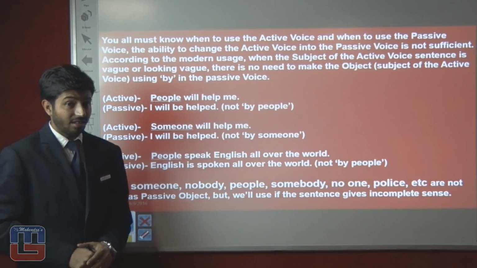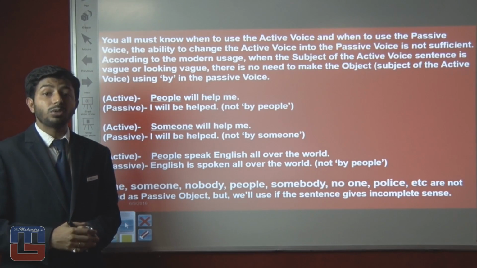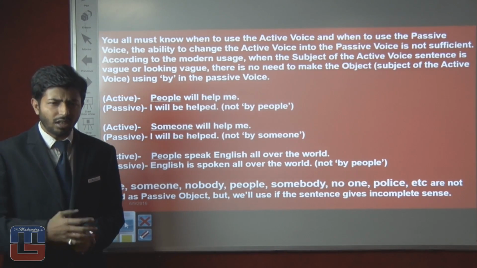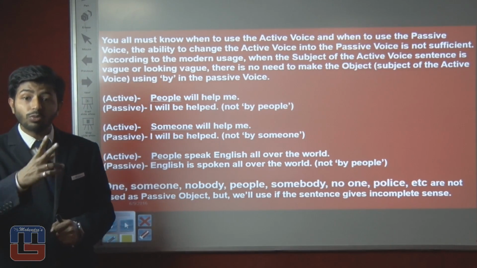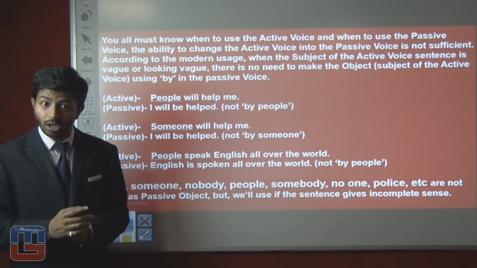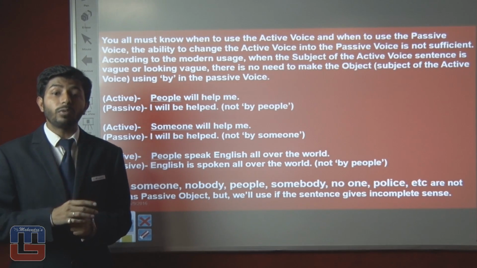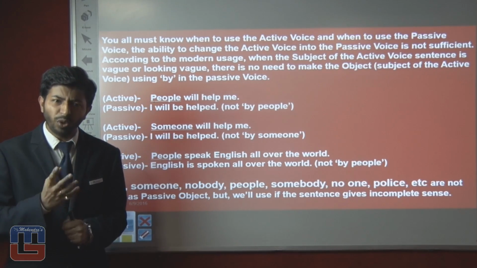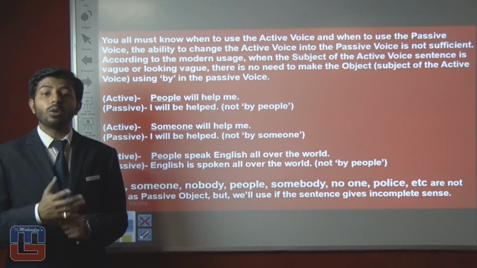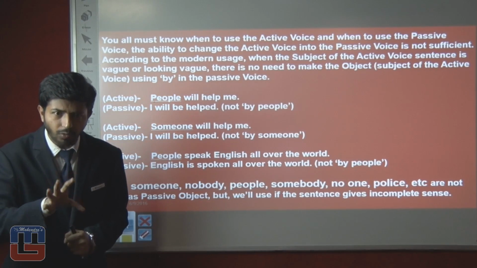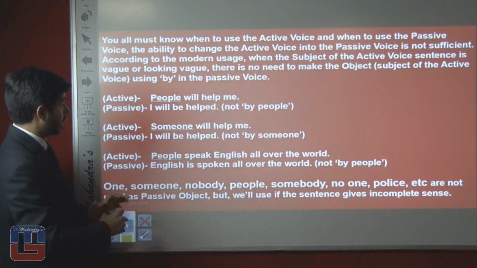Next, you all must know when to use the active voice and when to use the passive voice. The ability to change the active voice into passive voice is not sufficient. According to modern usage, when the subject of the active voice sentence is vague or looks vague, there is no need to make it the object using by in the passive. Just have a look with the help of an example.